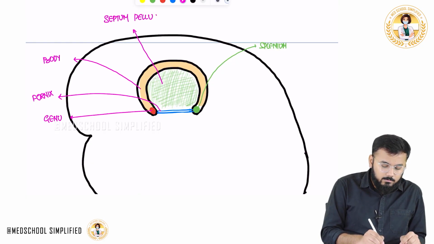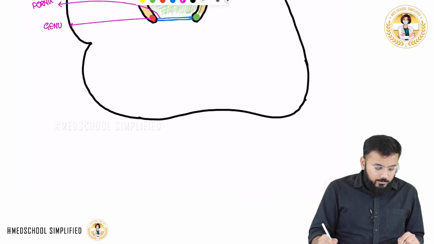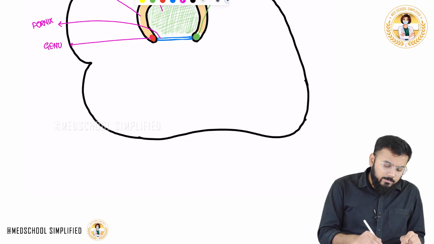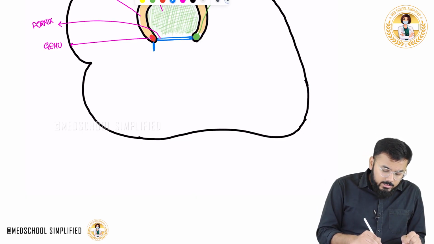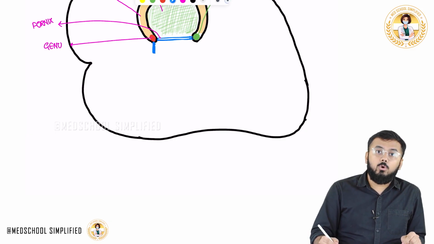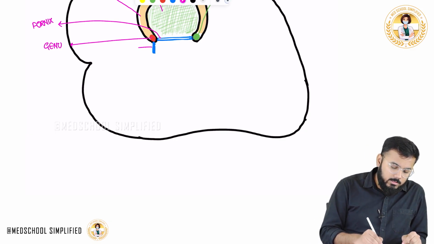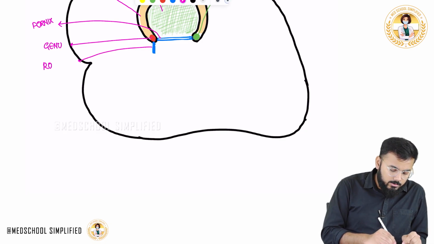Septum pellucidum. Now, if you concentrate on the genu, okay, hanging down from the genu, there is a structure, there is a stalk-like structure here. This particular thing is called as a rostrum. Okay, what is this called as? This is called as a rostrum.